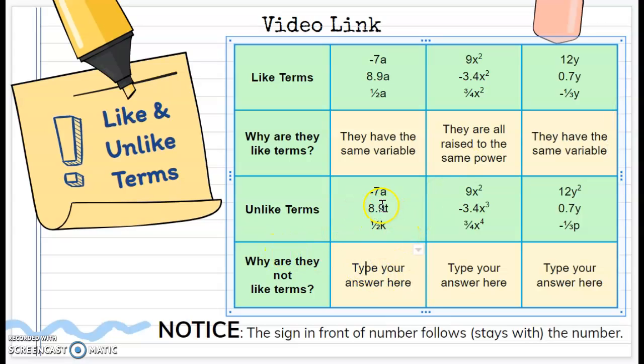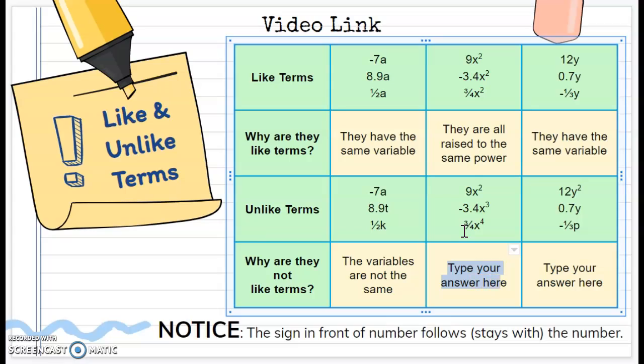Now, why are these not like terms? Well, let's look at them. Their coefficients are different, kind of like up here. But look at the variable, the letter at the end. They're not the same. So they're not like terms because the variables are not the same. Okay?